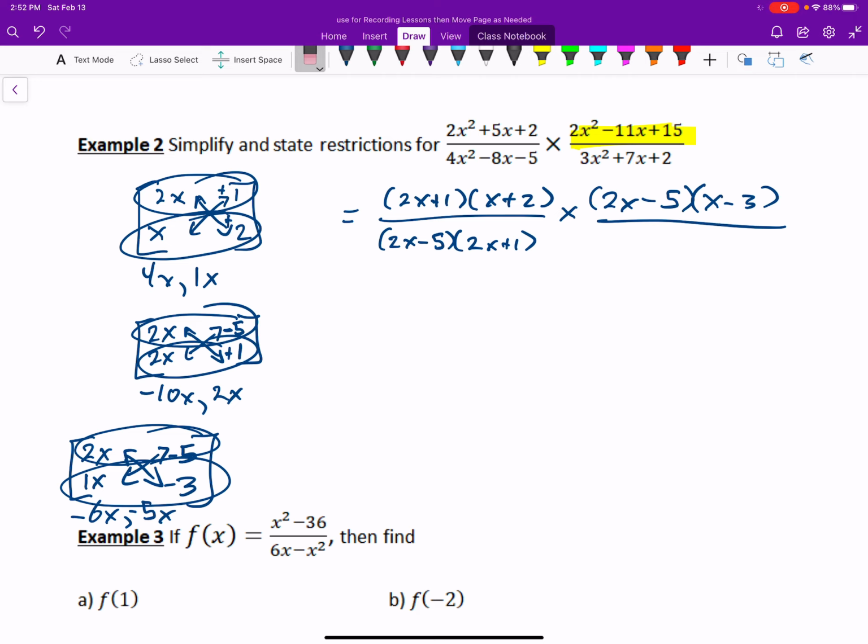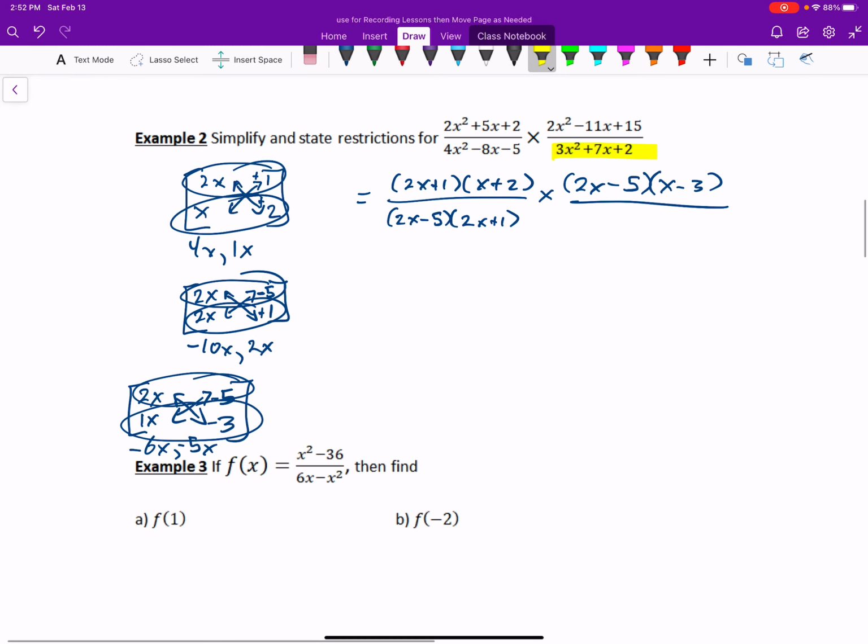And then I have to do it one more time for the bottom. And let's keep doing it over here on the left. So maybe I'll move a bit farther left. So for 3x squared, I could do 3x and 1x. And for the 2, I'd do 1 and 2 like this.